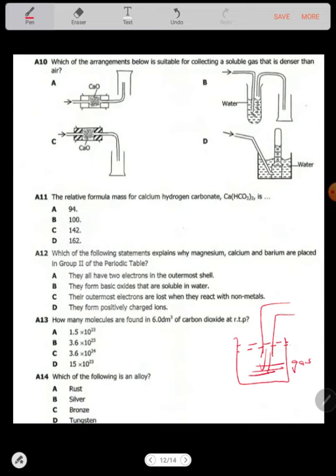Then, if the gas is soluble, you can't pass it through water because it's going to dissolve in water. Even this one is going to dissolve. A could have been correct, but the position of the gas jar is not correct. So we go for C. Calcium oxide is a drying agent that can easily dry the gas which is soluble, and it becomes denser there, so that the jar, which is put in perfect position there, can collect the gas.